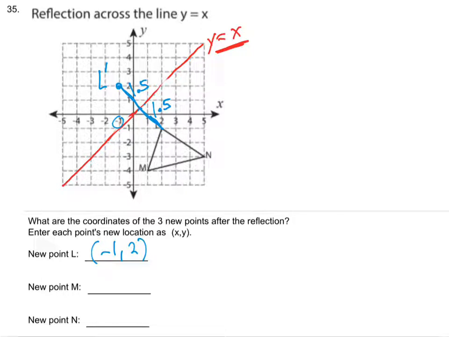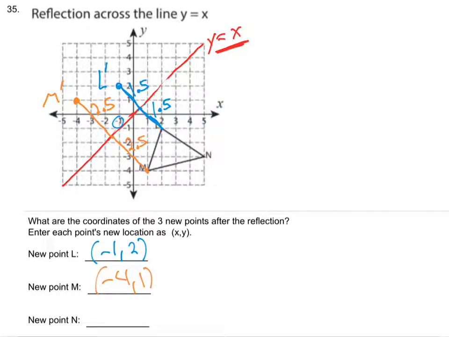Now let's do M. Here's M. He's going to go straight at, so the other diagonal, 1, 2.5, 2.5, same distance other side, half, 1, 2. There it is. 2.5 to the other side. So there's the new M prime. What are his coordinates? Back 4, up 1, like that.